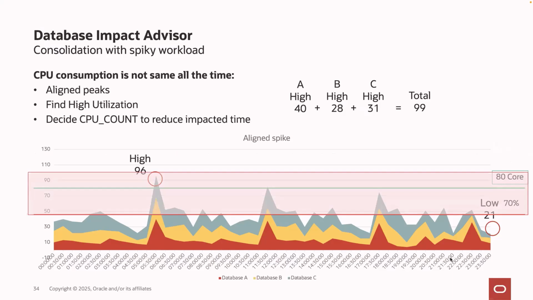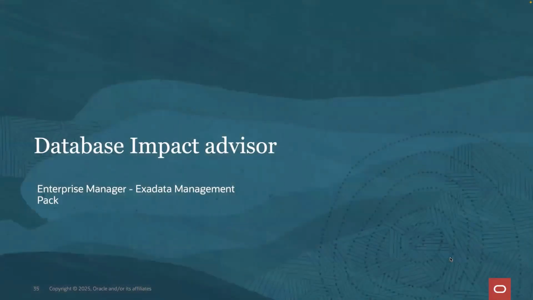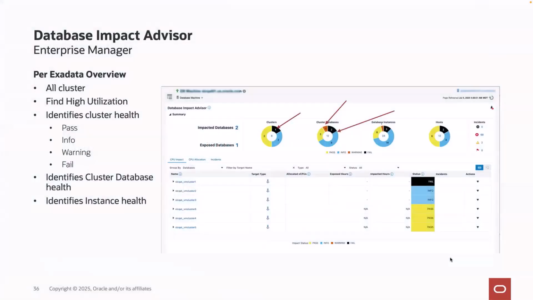So database impact advisor is the tool that will help us with this. We will be able to look at the highs and lows, identifying where we have these types of spikes, and how much time we are in this spiky situation. And that's where database impact advisor can help us.